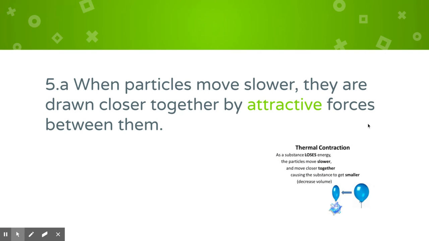When particles move slower, they are drawn closer together by the attractive forces between them. They start to move closer. When those gas particles get close enough, they get locked together, kind of like a liquid. You slow them down even more, and now you've locked them together even more, as a solid, or frozen them.